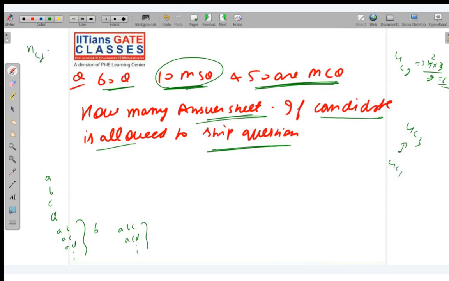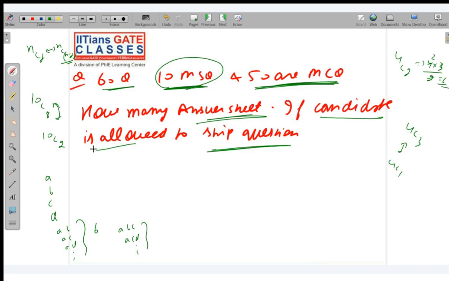nCr is the same as nC(n minus r). Like 10C8 is really very difficult to solve: 10 into 9 into 8 into 7 and so on, divided by 8 factorial. That will create a lot of problems for us. So I will change it into 10C(10 minus 8), that is 10C2. So 10C8 is the same as 10C2, because nCr is the same as nC(n minus r). Algebraically they are the same; you can check it out.